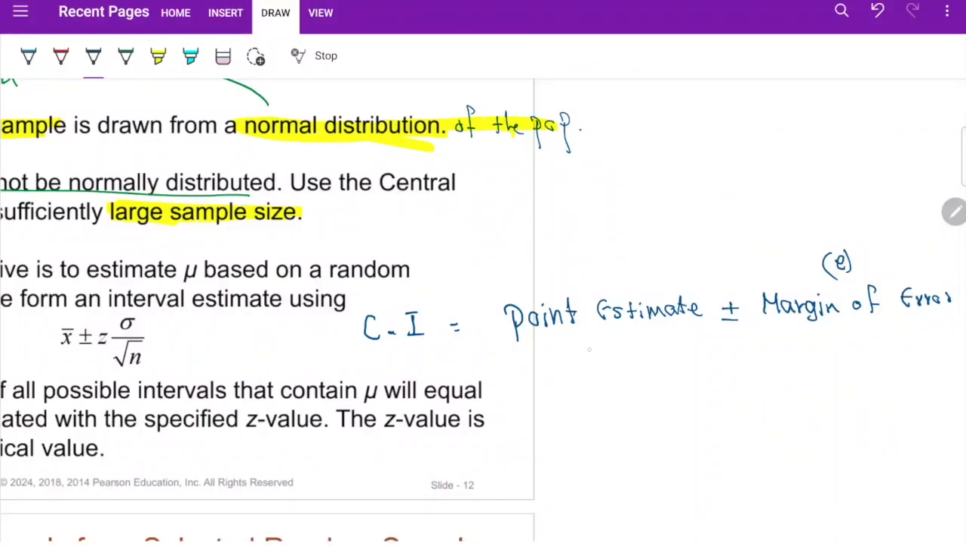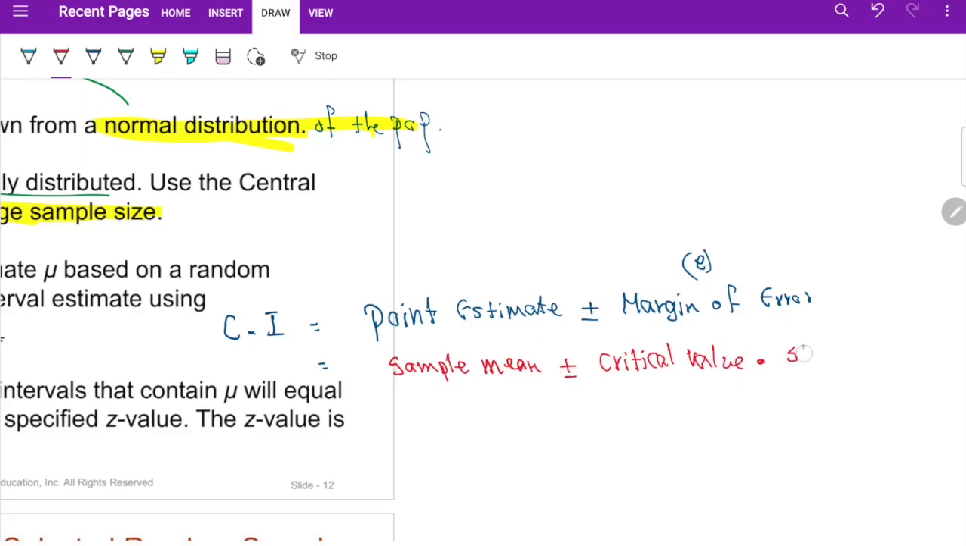What is the point estimate of the population mean? It's x bar, which is the sample mean, plus or minus. What is the margin of error? It's going to be something we call the critical value, the z value, times the standard error. So the point estimate of the population mean is the sample mean plus or minus the critical value. We will be talking about this critical value times the standard error.